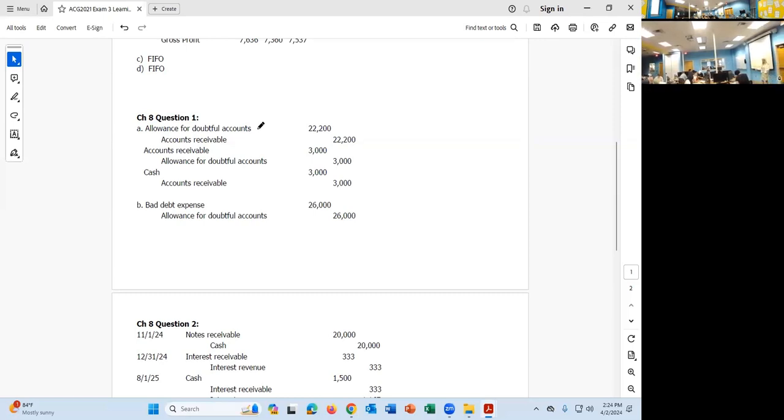Any question on that piece? Because again, those are just knowing the entries. A write-off will debit the allowance and credit accounts receivable. In the situation where we collect on something that we previously wrote off, we reverse the write-off and record the cash collection.